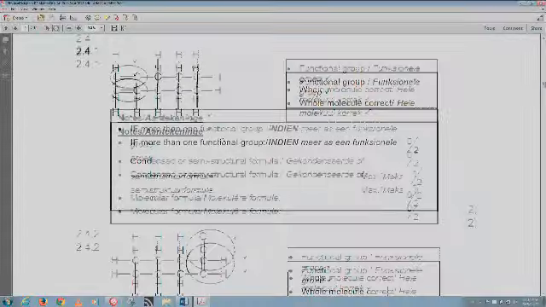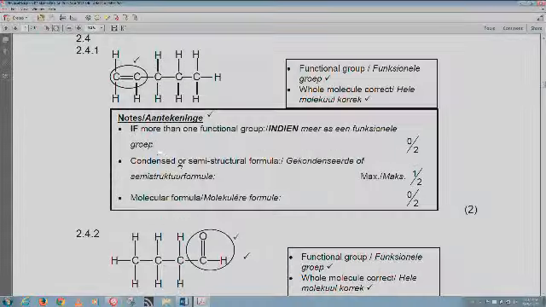Colleagues, take note of the notes that are in boxes. If more than 1 functional group is given, then the learner will get 0. For example, if there are 2 double bonds in this molecule, then the learner will get a 0. You don't mark one of them, because now there are 2 functional groups, then it is 0.